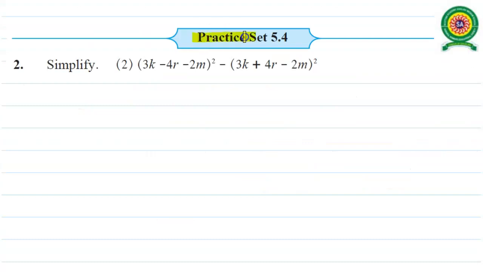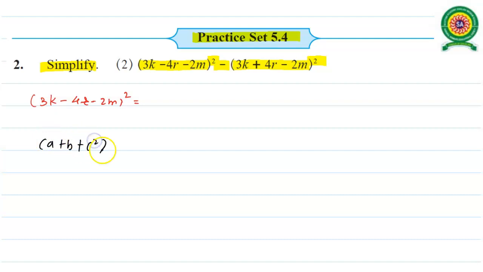Now look at the second question, from question number second, Practice set 5.4. Simplify 3k minus 4r minus of 2m the whole square minus of 3k plus 4r minus of 2m the whole square. So let us try to expand firstly the first bracket, 3k minus of 4r minus of 2m the whole square. Now on comparing with a plus b plus c the whole square, the values of a, b, c are: a becomes 3k, b value we have minus of 4r, and c value we have minus of 2m.